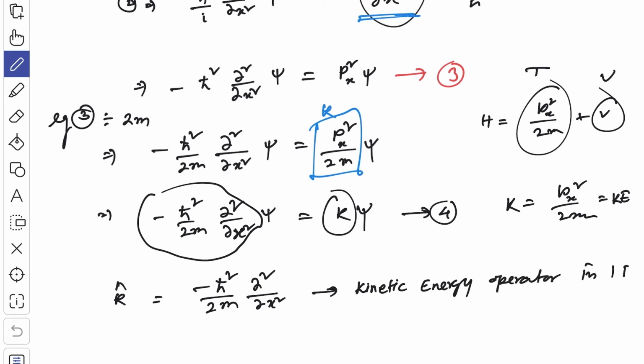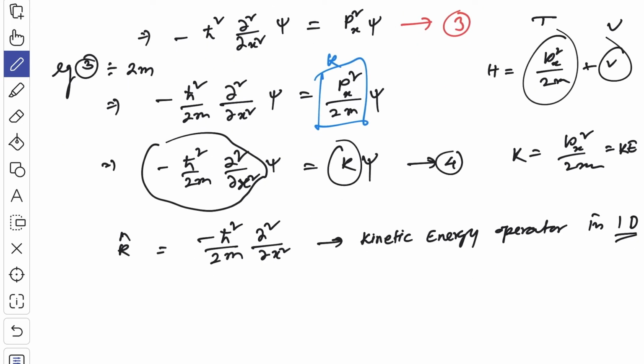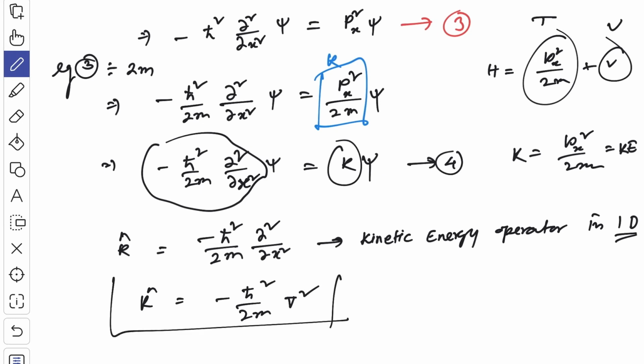in one dimension. So in 3D we will get k cap equal to minus h cut square by twice m, this is the Laplace operator. So this is in 3D. So that is our kinetic energy operator.